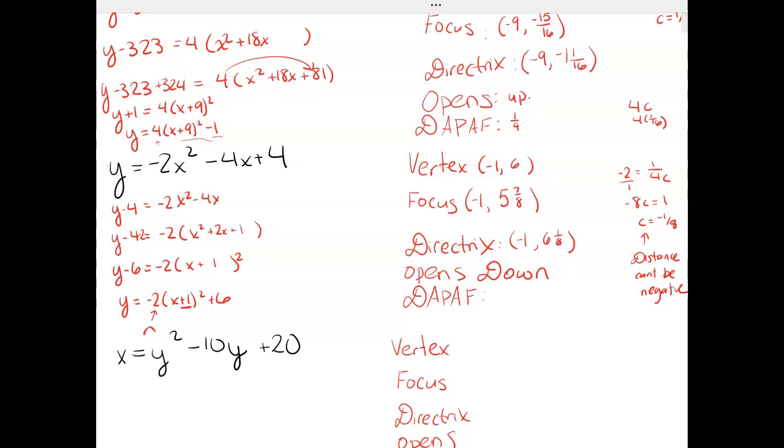Alright, and then finally my distance across the parabola at the focus should just be 4c, and we figured out c is 1/8. So I've got 4 times 1/8. And all in all, I should get just 1/2. Because again, it stands for distance. Distance cannot be negative, which is why I plugged in a positive 1/8.